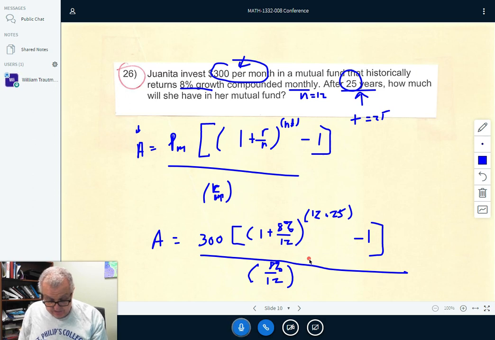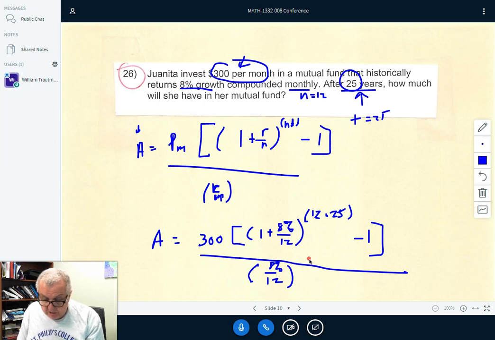Let's see if I can do it. I'm hitting fraction first. 300, parentheses, 1 plus fraction, 8% over 12. Close the parentheses, raise it to a power, start a new parentheses, 12 times 25. Close that parentheses, put the arrow button and put it down, minus 1. We've practiced all these on our calculator already, so hopefully you have this down.